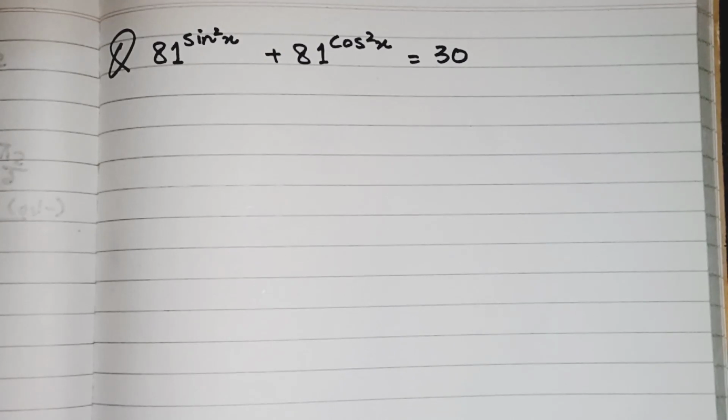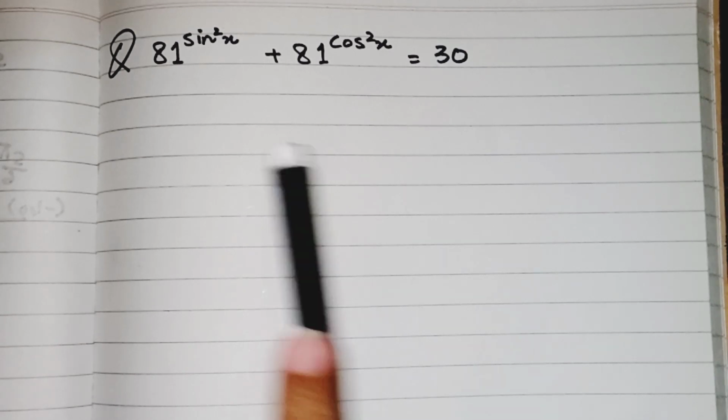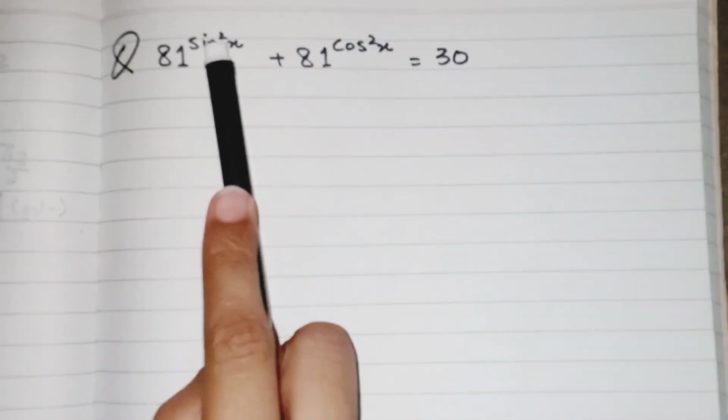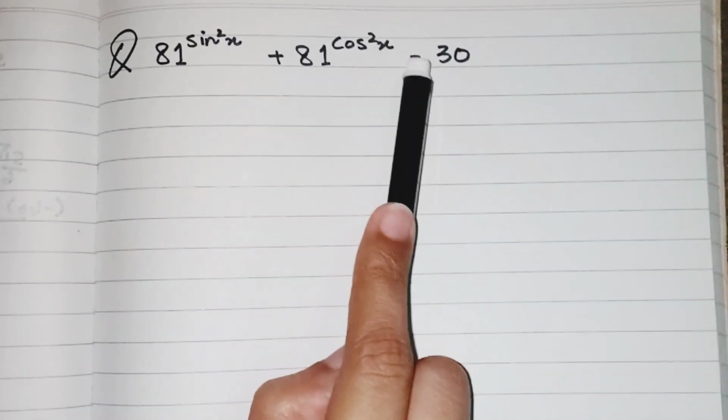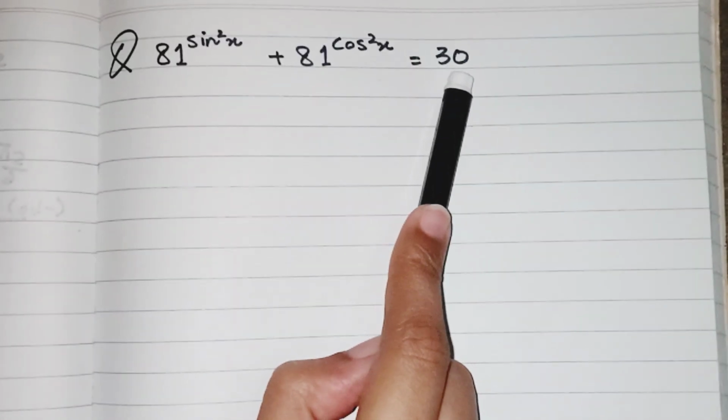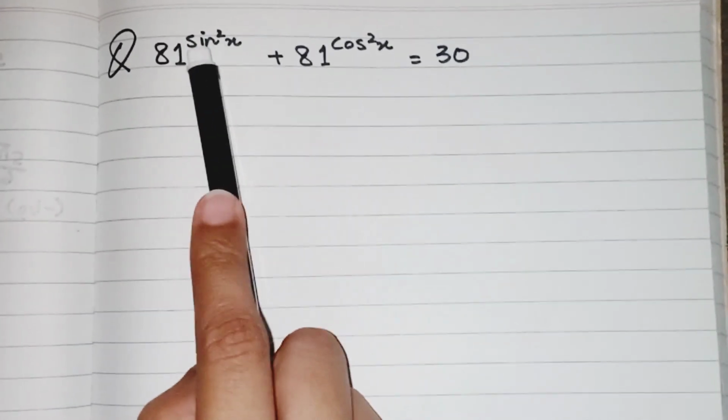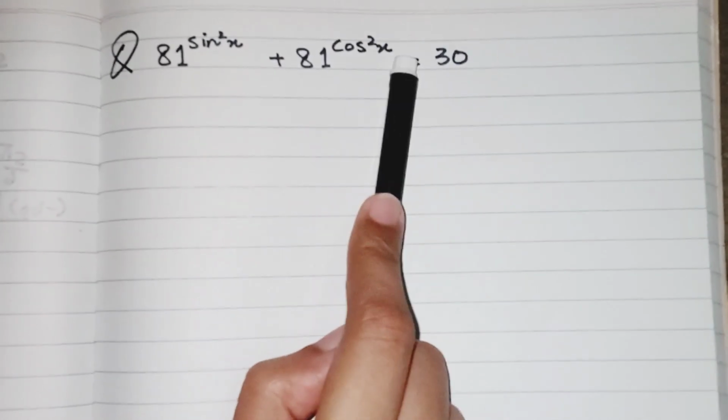Hello everyone. Today we have to solve an Olympiad trigonometric question. Over here I have the question: 81 sin²x + 81 cos²x = 30. We have to find the value of sin²x and cos²x.